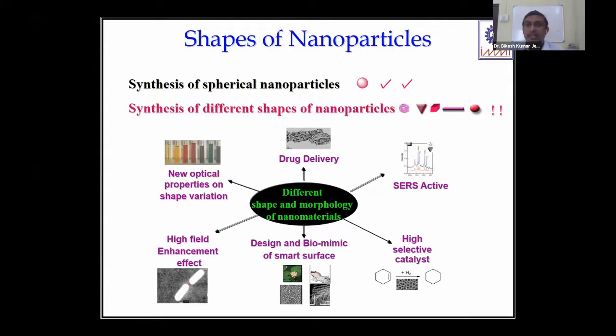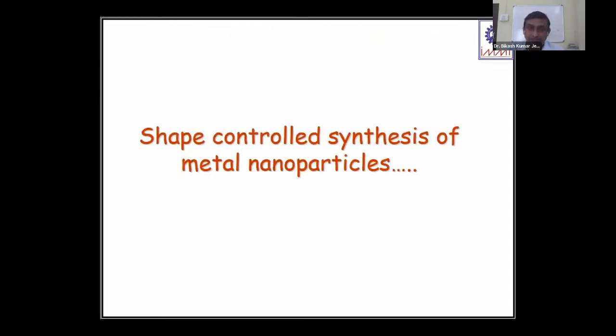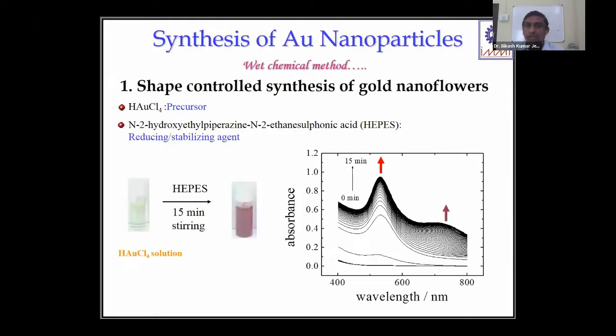so it will be super hydrophobic in nature. And these are also highly selective for catalytic and electrocatalytic applications. So there's a lot of work going on. People are trying to synthesize different shapes of nanoparticles. Also in our lab, we have synthesized some different shapes of nanoparticles. We have started with the gold nanoparticle.